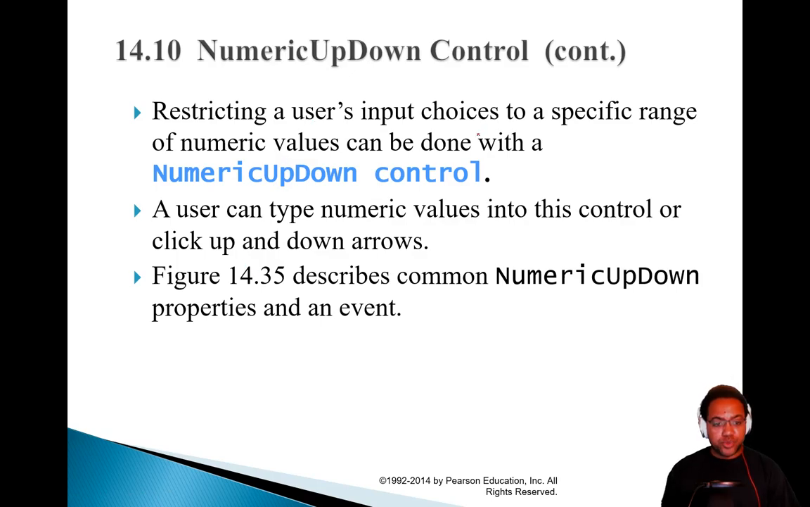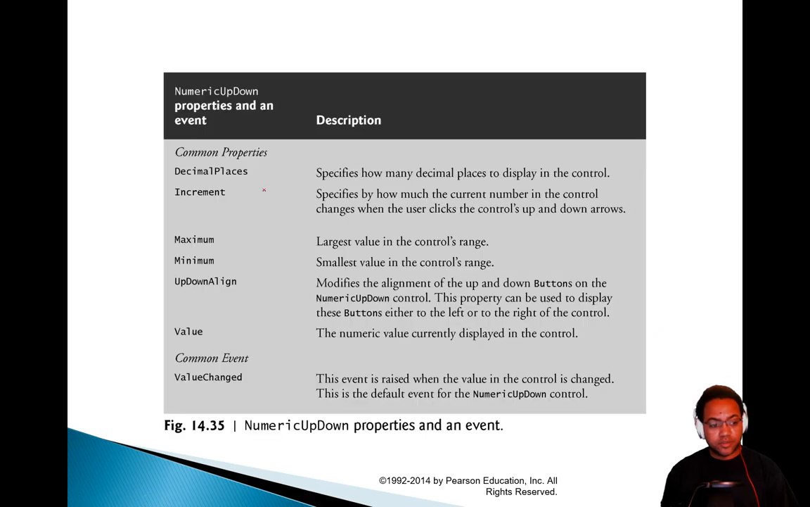Restricting a user's input choices to a specific range of numeric values can be done with the numeric up-down control. A user can type numeric values into this control or click up or down arrows. You can use the numeric up-down control to control specific events and properties. You can use it to do calculations on each button click and whatnot. And it looks something like this. I'm not going to go over the properties and events.